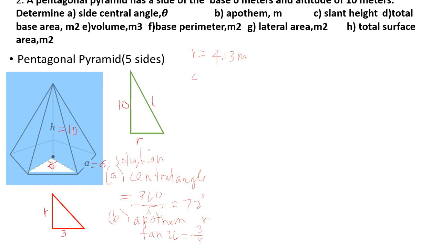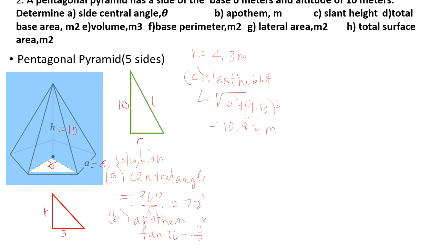Letter C, slant height. Your L is equivalent to the square root of 10 square plus 4.13 square. L is equivalent to 10.82 meters.